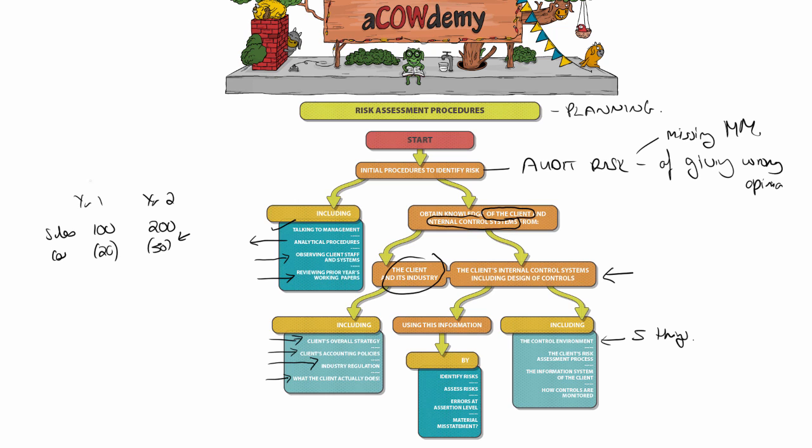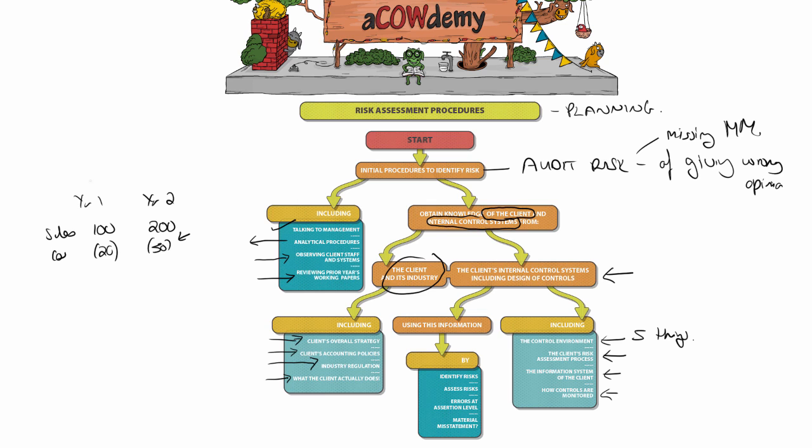Have a look at the client's risk assessment process. We're doing a risk assessment process. Have a look at theirs. How do they identify risks? What risks have they identified? Have a look at their information system and have a look how they monitor their internal controls to make sure that things aren't going wrong.